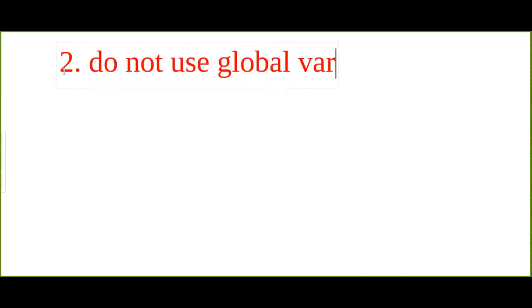And the second one is don't use global variables. A global variable is declared with the keyword global, but operations on a global variable take higher time than on a local variable. So it is not recommended to use a global variable. Instead, you can use a local variable to speed up your Python code.